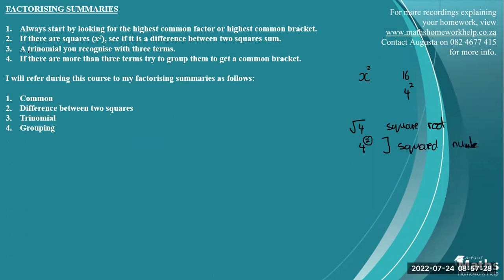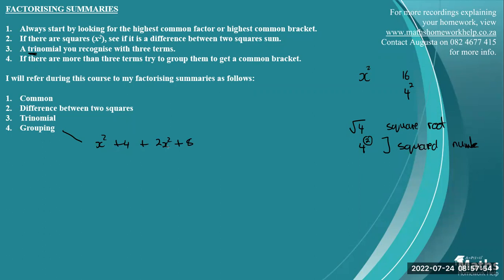Right, number 3, a trinomial. Tri means 3. So if you see 3 terms, it could be a possible trinomial. And if there are more than 3 terms, you try to group them to get a common bracket. So I just want to show you one example. If you see more than 3 terms, I'm just giving you a very simple example. This would be like a level 4 question, right?